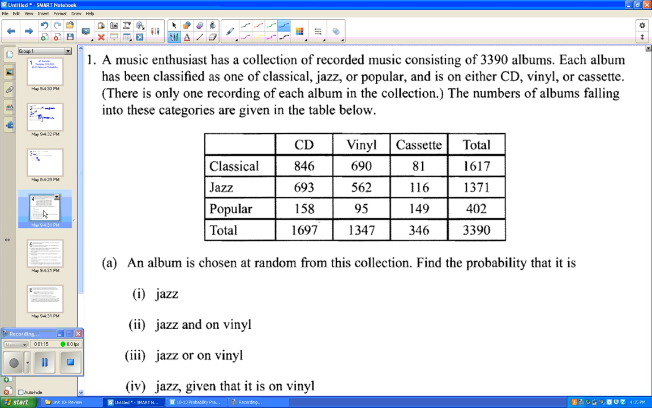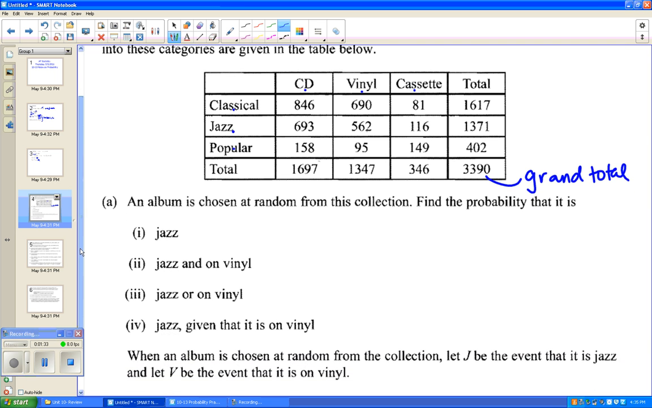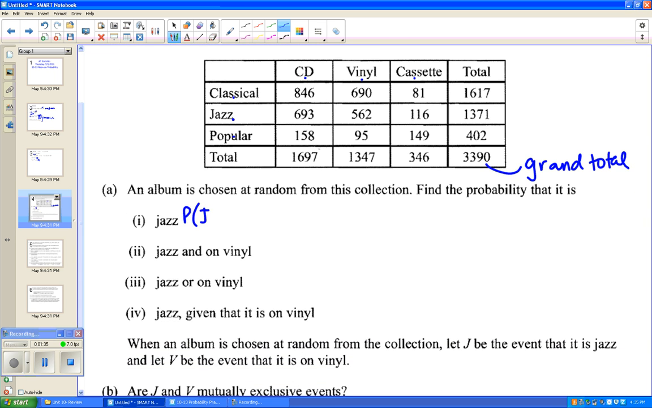So first question we have here is we're talking about music. We're talking about, is it a CD, is it a vinyl record, or is it a cassette, and what type of the music was made. We have our total over here. This is what we call our grand total, and that's what we're always going to use for our denominators. So quickly looking through this, we're going to go fairly fast. So probability, we have a jazz is going to be 1371 out of 3390. So I just looked at our column for jazz right here, and that's where I got that number from.